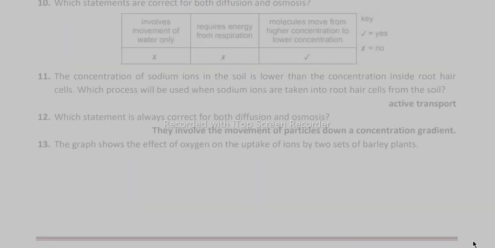10. Which statements are correct for both diffusion and osmosis? 11. The concentration of sodium ions in the soil is lower than the concentration inside root hair cells. Which process will be used when sodium ions are taken into root hair cells from the soil? Active transport. 12. Which statement is always correct for both diffusion and osmosis? They involve the movement of particles down a concentration gradient. 13. The graph shows the effect of oxygen on the uptake of ions by 2 sets of barley plants.